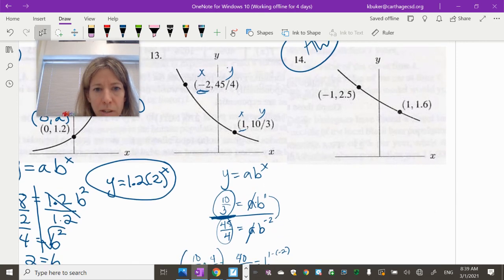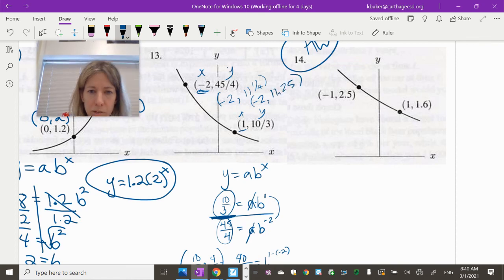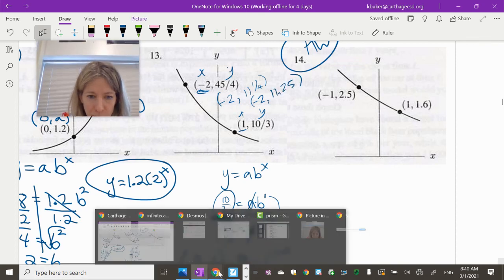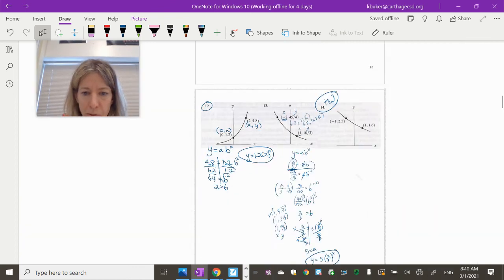And my other coordinate I need to check was my -2, 45/4. Okay, and just to change this into a decimal first, 4 goes into 45 11 times with 1 left over, so 11 1/4, or that's the same as -2, 11.25. So this is what I'll see on Desmos, -2, 11.25, if I'm correct. So -2, 11.25, it's right there. So all is good. I know my equations are correct.